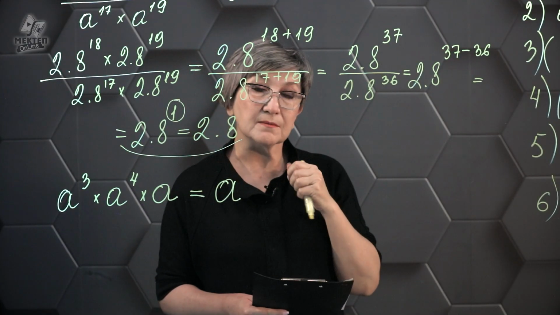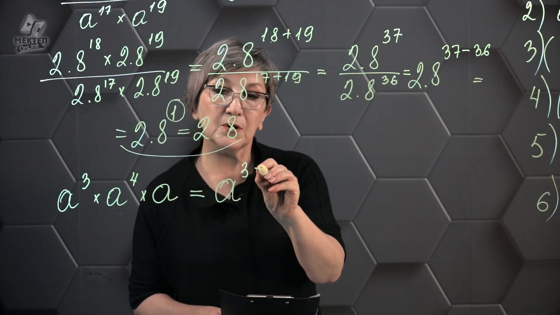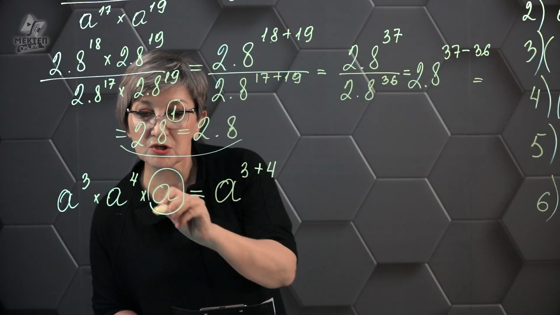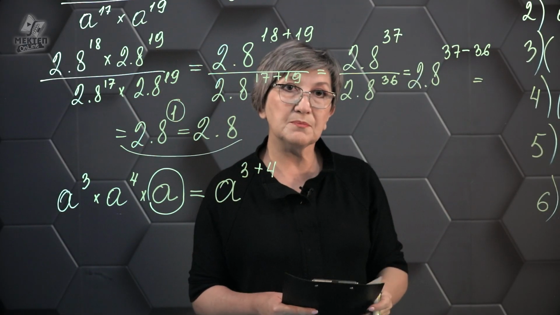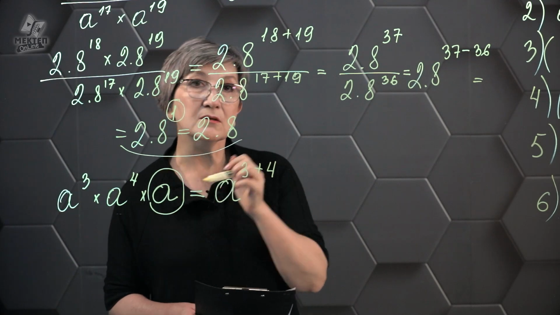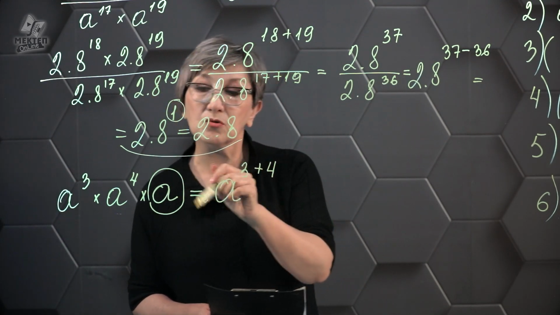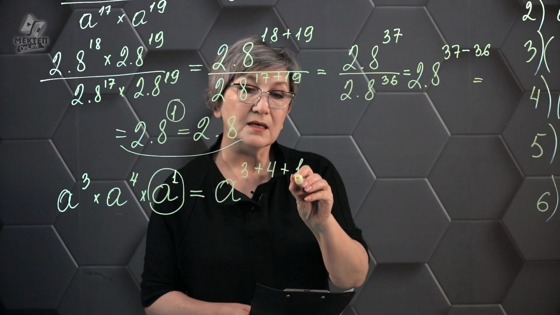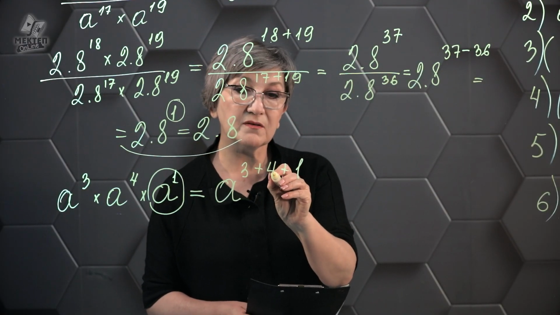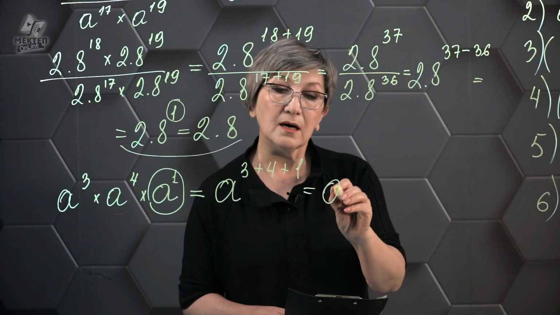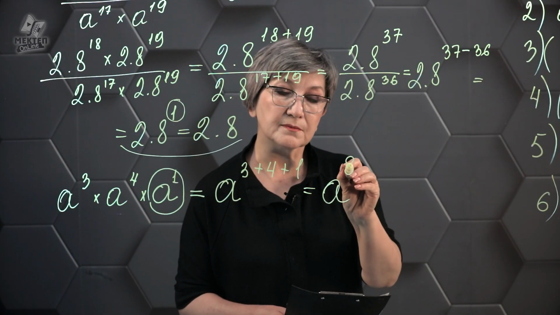Now, 3 plus 4, and the last multiplier. The degree is not written down, but if there is no degree written down, then it is the first degree. And then I have to add 4 to 3 and add 1. That equals 8, and the degree is 8.